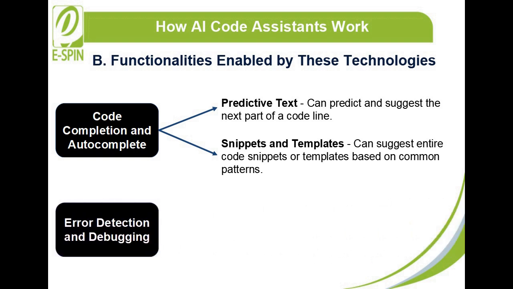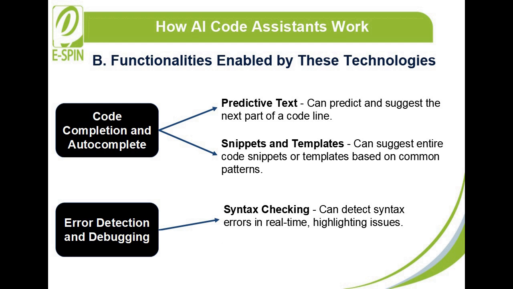Error detection and debugging. AI code assistants enhance error detection and debugging by identifying syntax errors and potential bugs in real time and suggesting fixes based on patterns in code analysis. There are two types of error detection and debugging, which are syntax checking and bug identification.